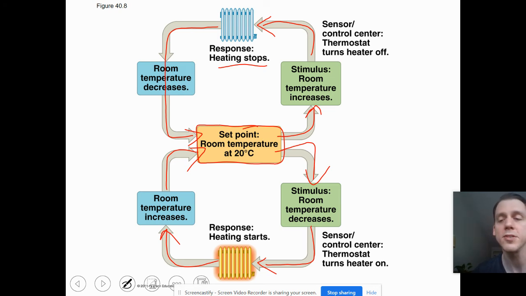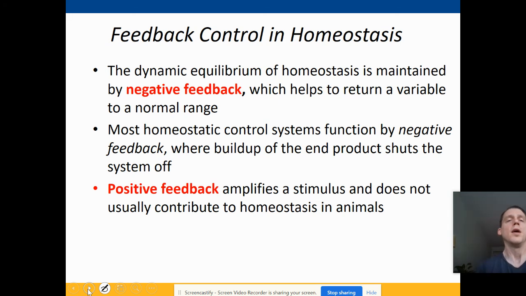So like this thermostat, many mechanisms in our body are going to be regulating things this way, with temperature, with blood glucose, we talked about with the pancreas. We talked about it with the pH of the intestines. So the dynamic equilibrium of homeostasis is maintained via negative feedback, which helps return a variable to normal. That's going to be very common. There is also positive feedback, which is going to amplify a stimulus and does not usually contribute to homeostasis.